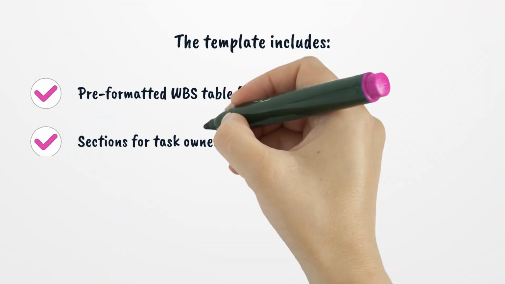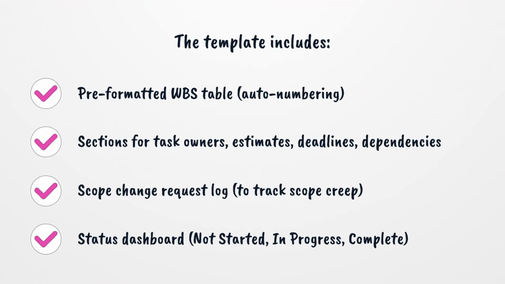Scope Tracker Template and WBS Builder, download provided. The template includes a pre-formatted WBS table, auto-numbering. Sections for task owners, estimates, deadlines, dependencies. Scope change request log, to track scope creep. Status dashboard, not started, in progress, complete.